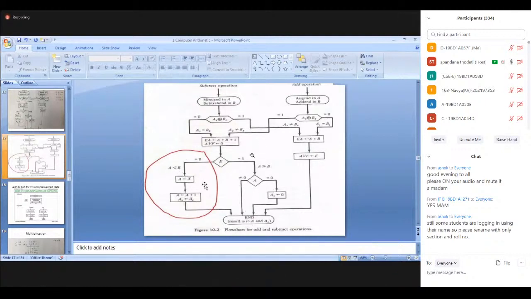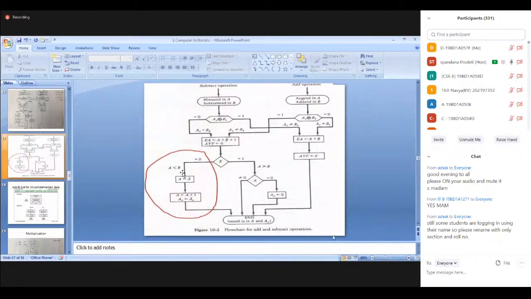Whenever A is less than B, you need to change the sign of the result. The sign of the result is to be changed. So, AS is changed to AS complement, and you need to perform the subtraction operation. Always the subtraction is done by using the complemented form. Here, A is less than B means what? Only A can be subtracted from B. You cannot subtract B from A.